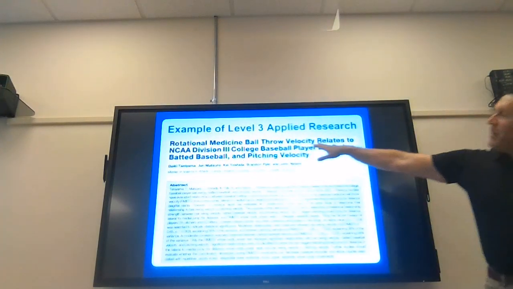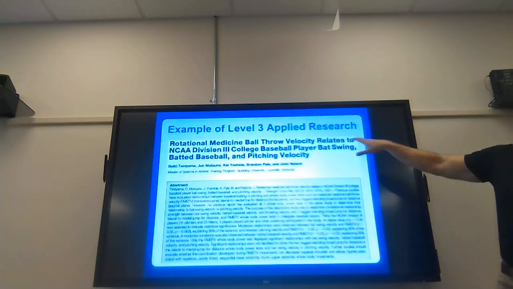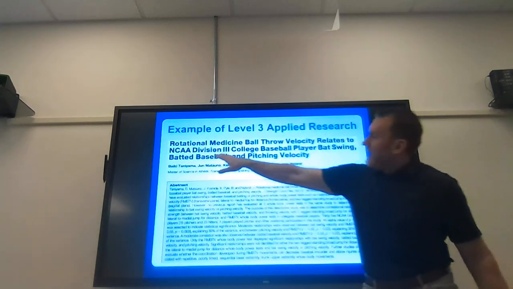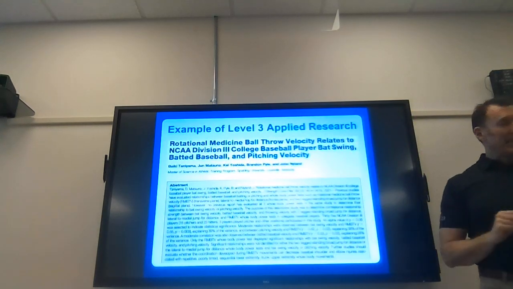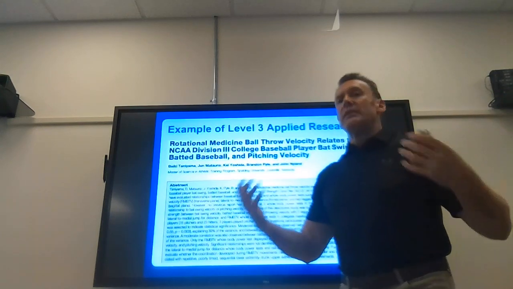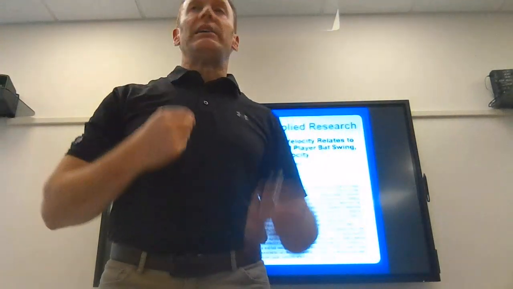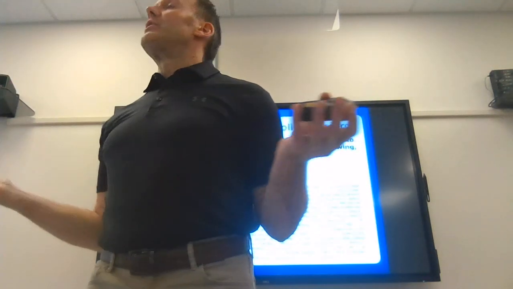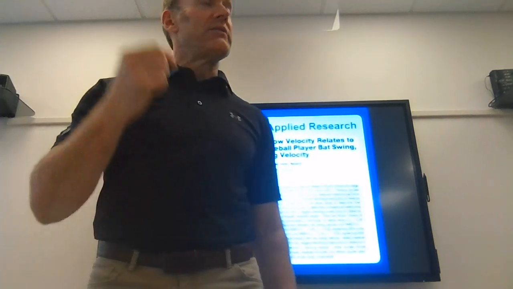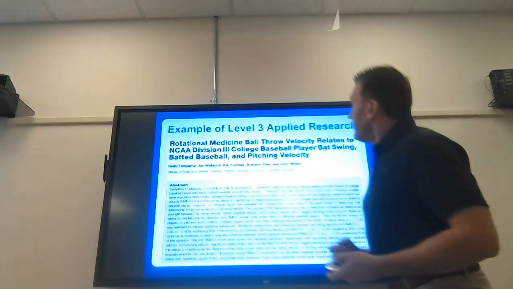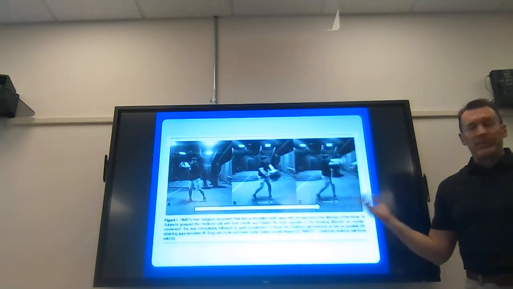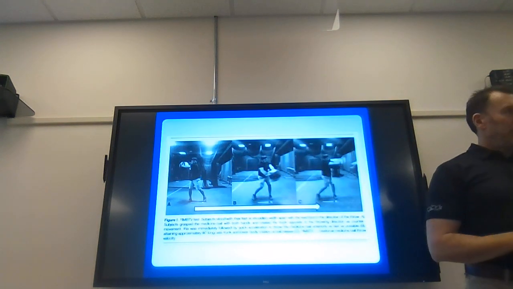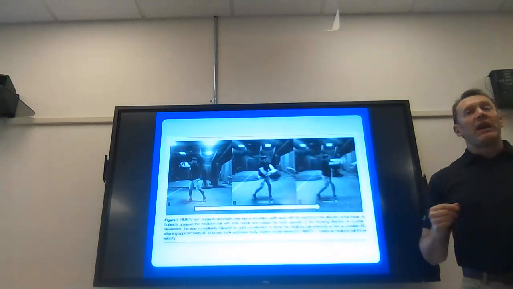So rotational medicine ball throw velocity relates to NCAA Division III college baseball player bat swing, batted baseball, and pitching velocity. So this is a study that is descriptive. We're looking at associations. Does association imply cause and effect? No, so I said that earlier, but it's the first step. So we had some different tests as part of this study. So they did rotational medicine ball wall throws. And they measured how fast the ball was traveling when it left their hands.